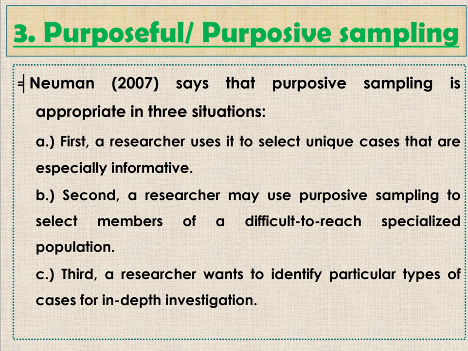So, Newman 2007 says that purposive sampling is appropriate in three situations. So, ito yung mga situations that appropriate si purposive sampling. First, a researcher uses it to select unique cases that are especially informative. For example, a researcher wants to use content analysis to study magazines to find cultural themes. He or she selects a specific popular women's magazine to study because it is trend setting. Second, a researcher may use purposive sampling to select members of a difficult to reach specialized population. And then third, a researcher wants to identify particular types of cases for in-depth investigation. So ito yung mga situations wherein appropriate gamitin yung purposive sampling.